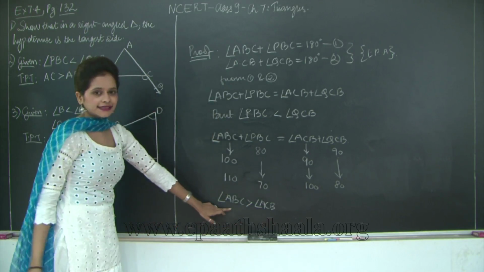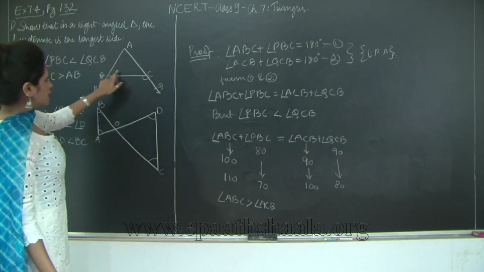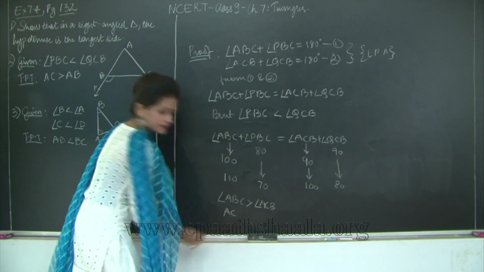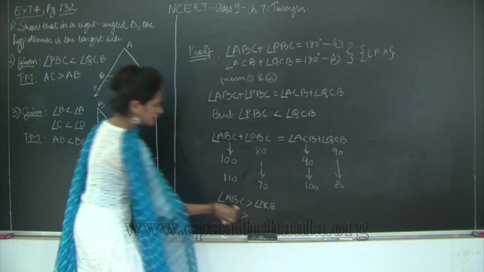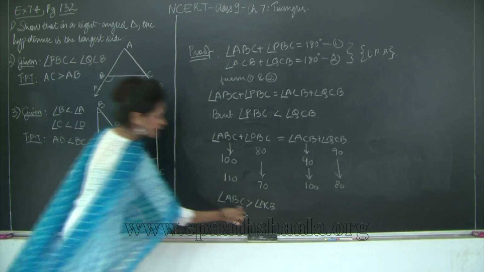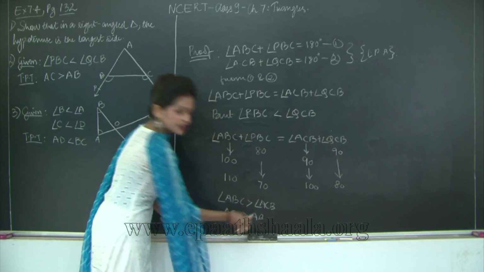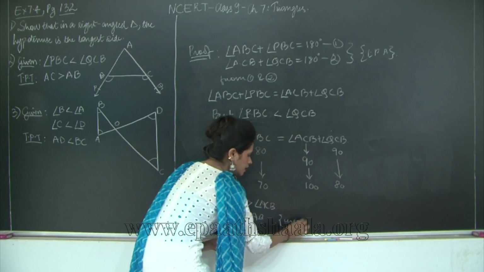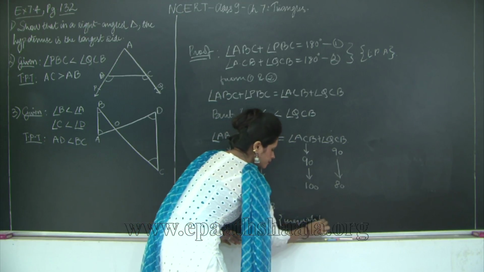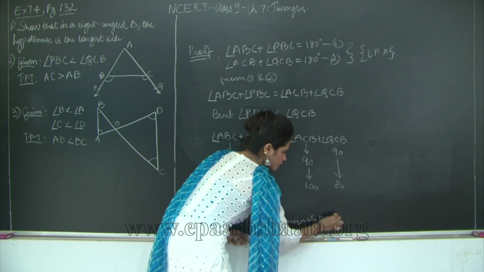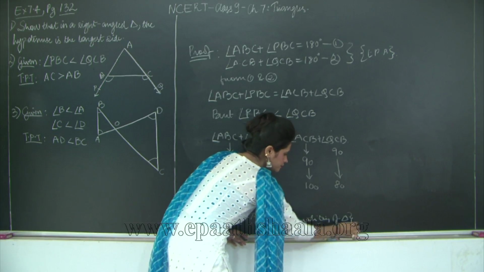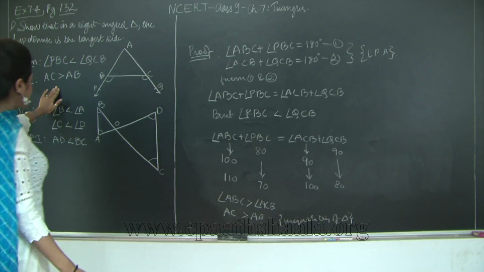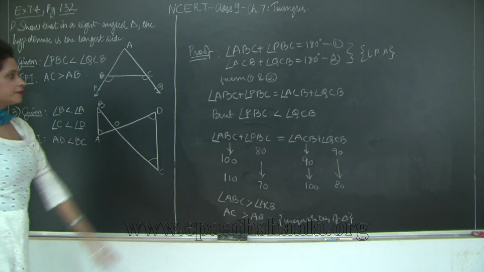Correct? But what is the side opposite ABC? The side opposite ABC is AC. And the side opposite ACB is AB. And in brackets I am going to write inequalities of triangle. Correct? So have we proved what was needed? Yes, that AC is greater than AB.